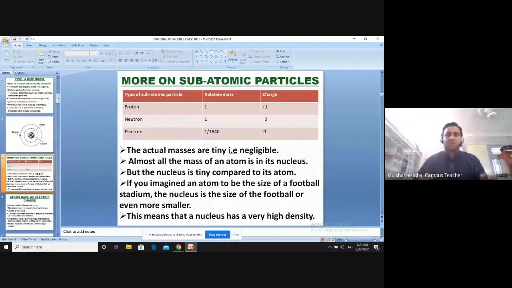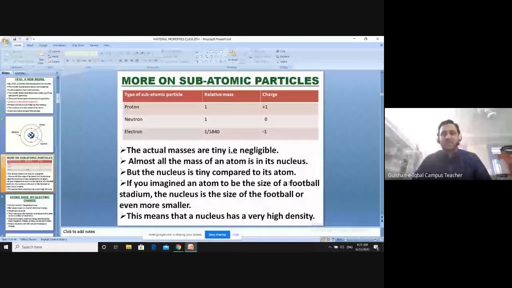So this was all about the new model which was explained. They also told us that the nucleus is that much smaller. For example, if there is a football ground, the football ground is the example of the atom, and the nucleus is like a football present in that ground, or maybe even smaller than that football. So you can imagine how small the nucleus is and how big the atom is. The atom is much bigger than its central particle, its nucleus.